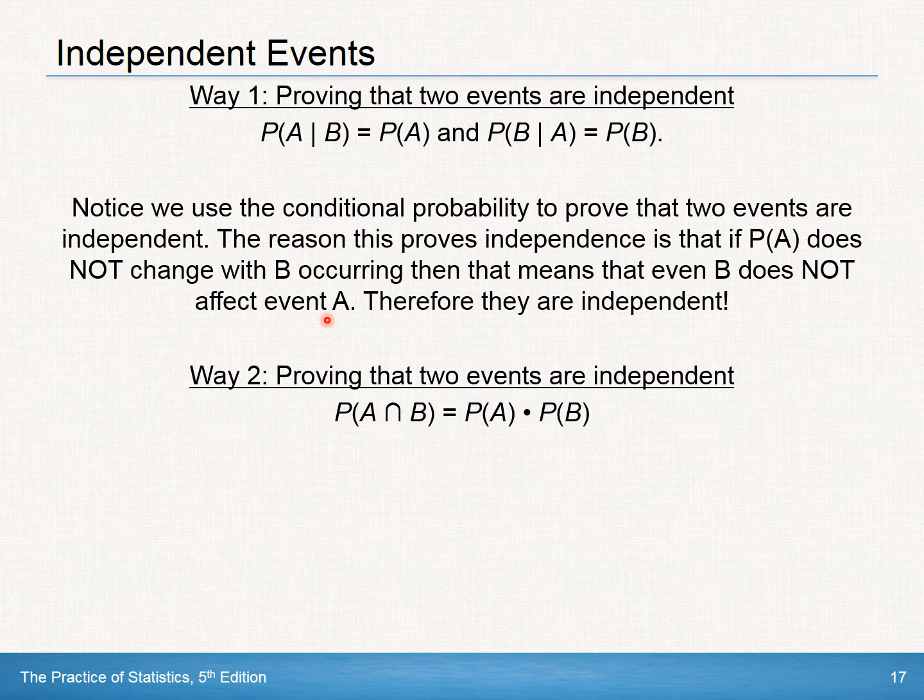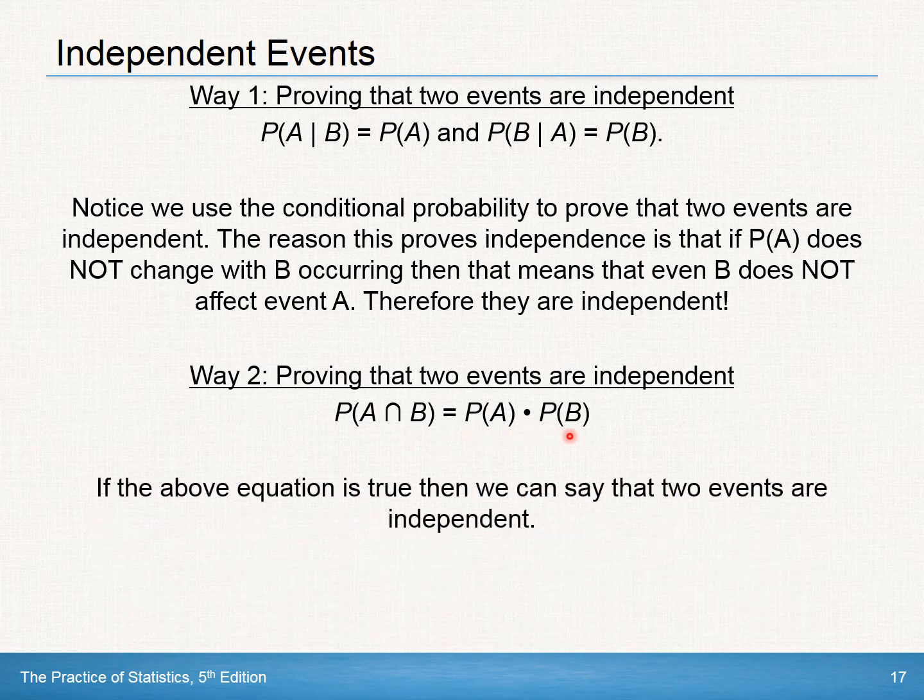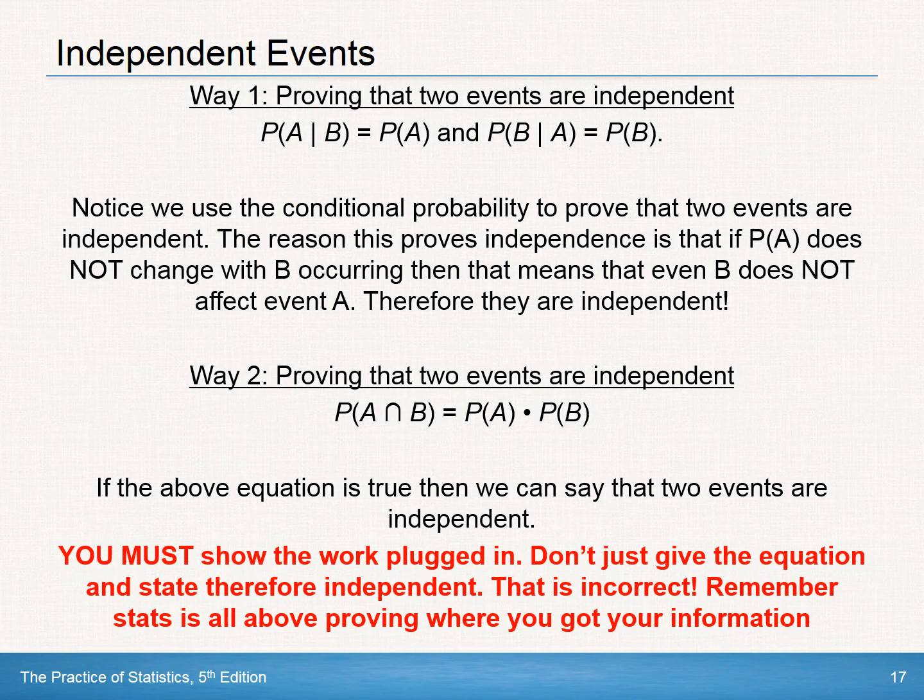What's the second way to prove that they're independent? The second way is by plugging the numbers into the formula and showing that the probability of A and B is the same as the probability of A times the probability of B. If that equation is true, then we can say the two events are independent. So if you're asked to prove independence, you can use either the multiplication formula or the conditional probability formula, but you have to show the numbers plugged in. You don't have to use both. Pick one. Once again, you must show the work. Don't just give the equation and state therefore independent. That's incorrect. Remember, stats is all about proving where you got your information and why it works.